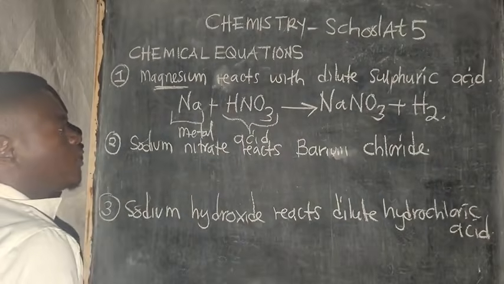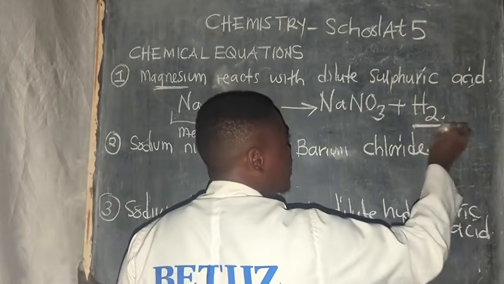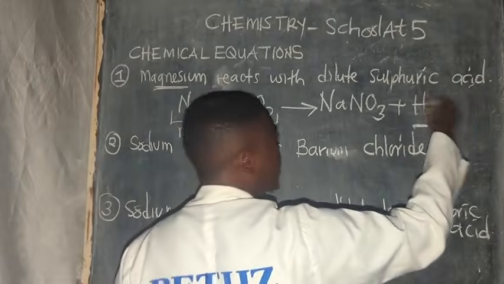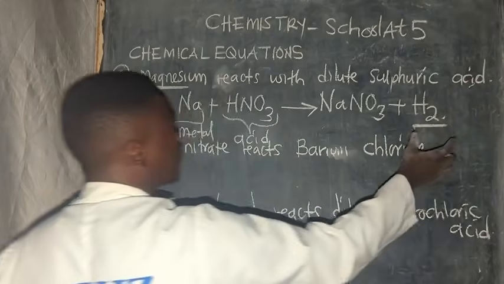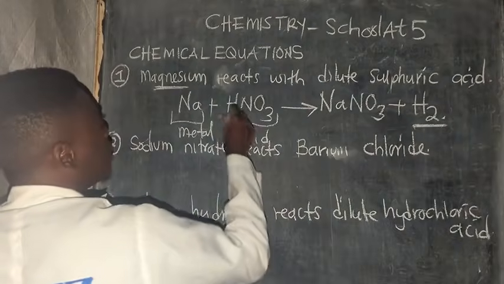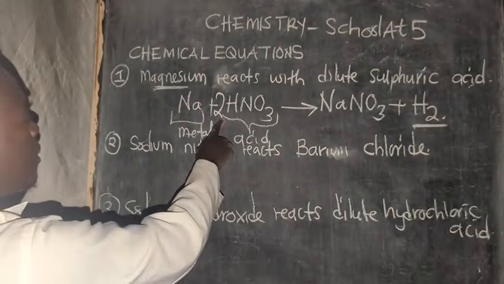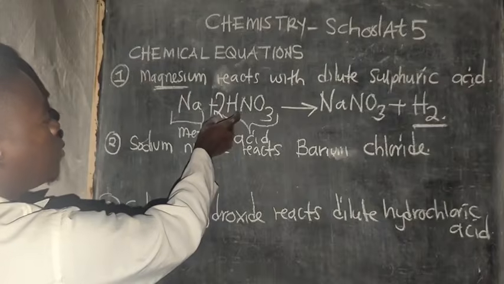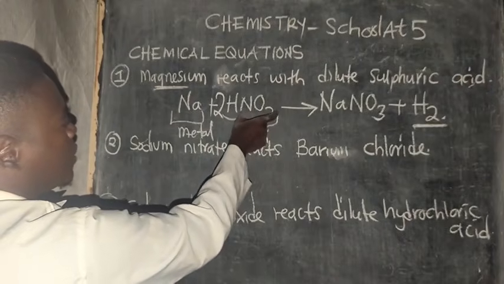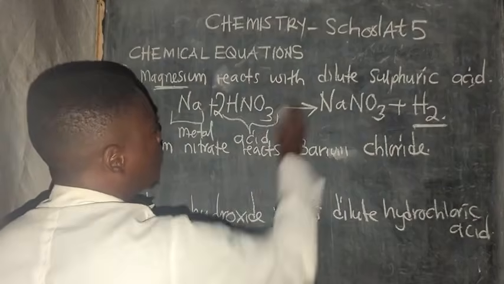So mostly when you want to balance, you start from hydrogen, the one at the end. If there is water, you start with the compound that is there. This is 2, this is 1. So when you put a 2 here, I want you to understand: hydrogen is balanced, but for nitrate, we have tampered with it. Here we just have 1, so you also put a 2 here.